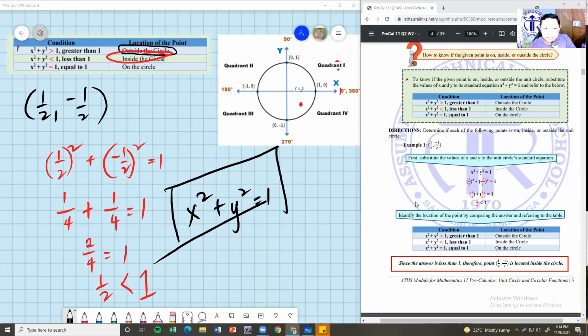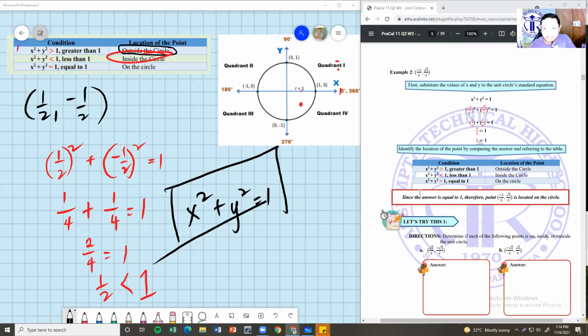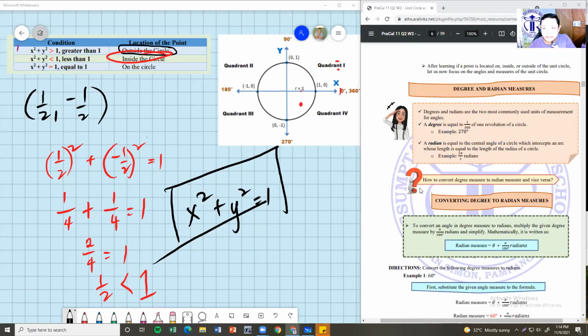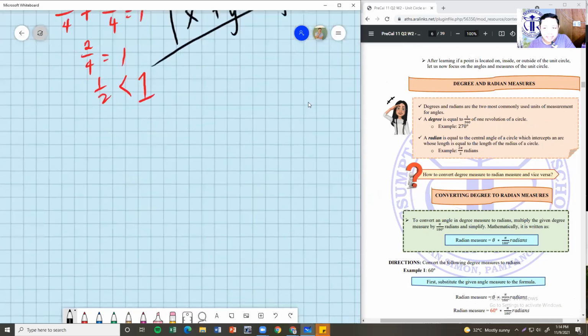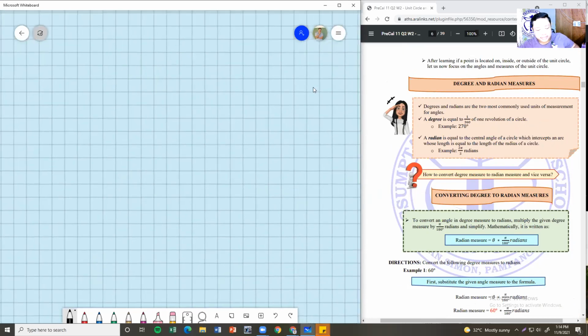Now that you know how to identify the location of the point, whether it is inside, outside, or on the unit circle, let's now move on with understanding the different units of measurement with regard to this topic. So this time we will be learning the degree and the radian measures.